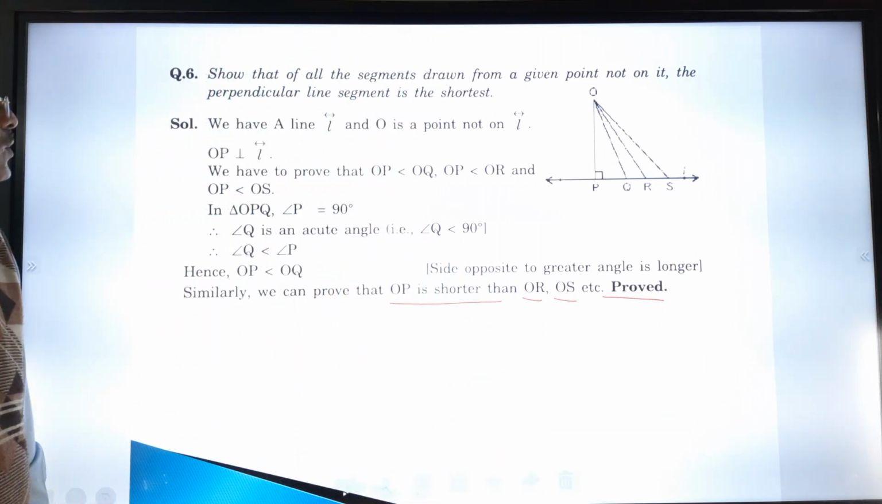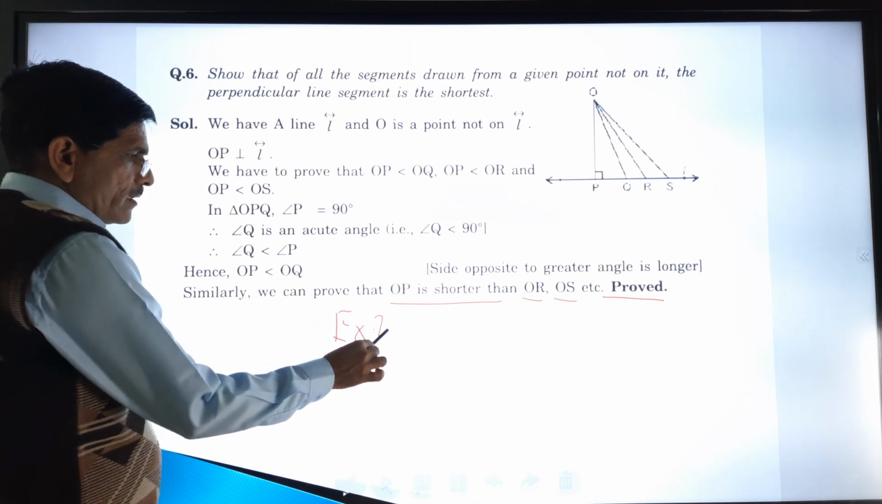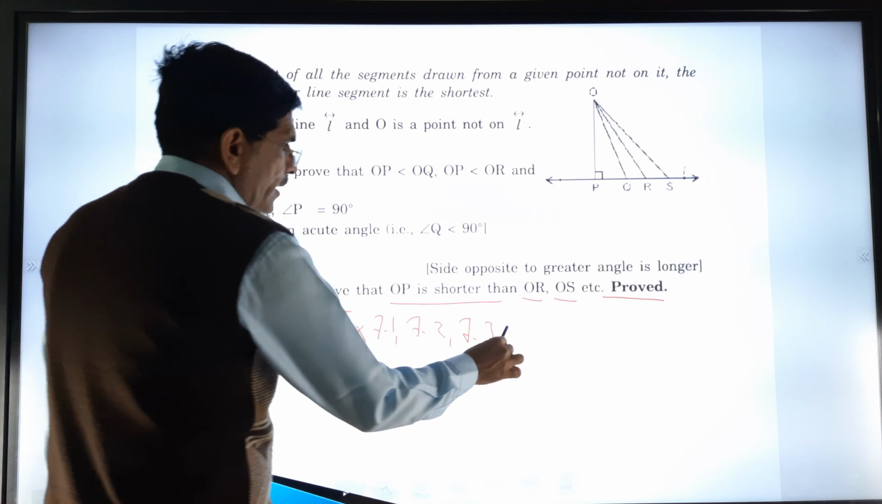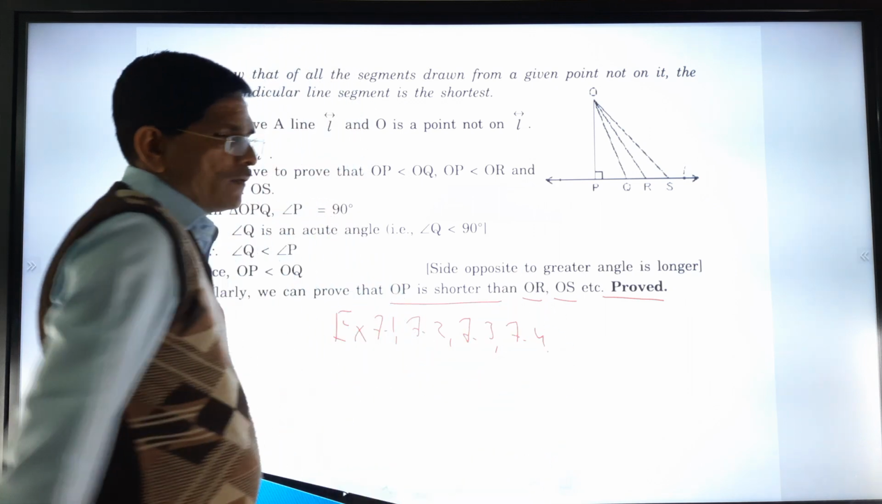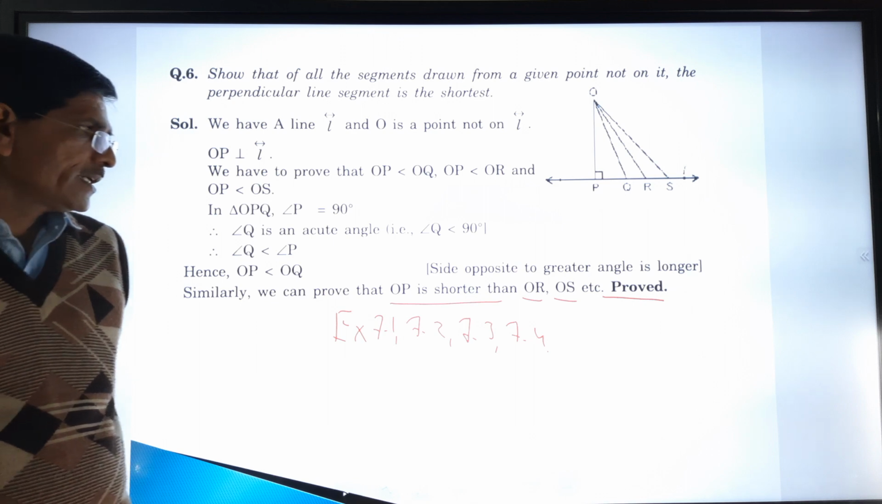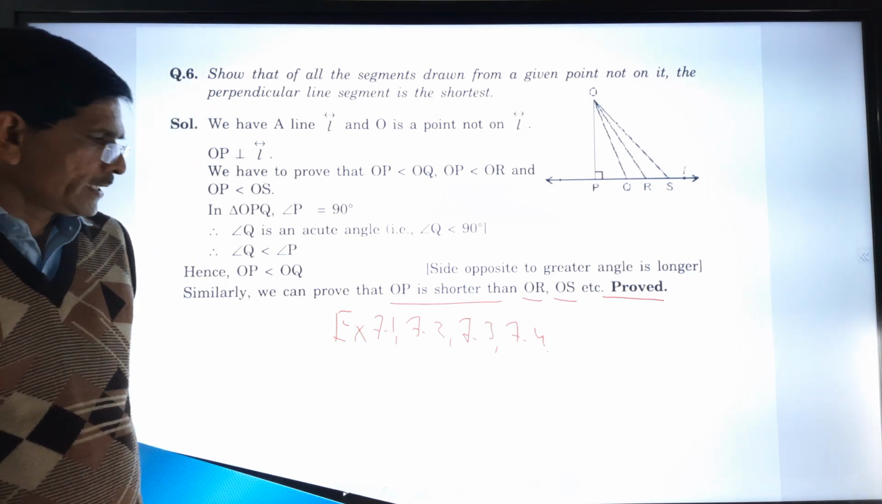Hence it is proved. So again I say to you, exercises 7.1, 7.2, 7.3 and 7.4. All exercises we have mostly completed, with maximum sums also completed.